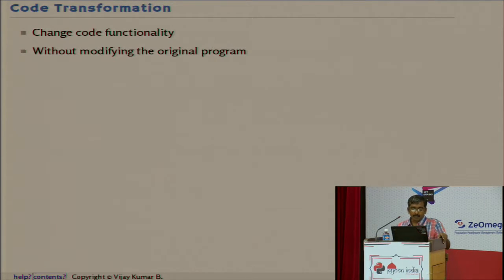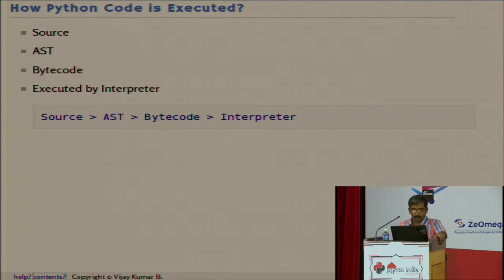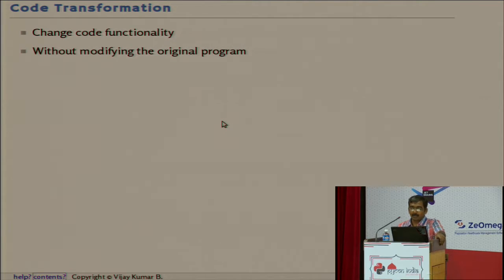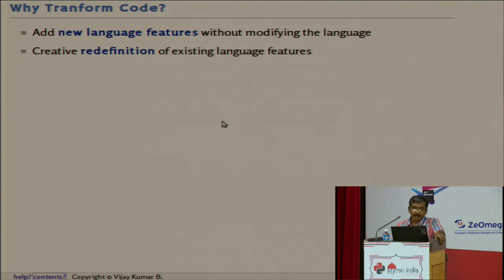Now, you can change the functionality of the code without modifying the original source code. You use the original source code, and this is what gets executed over here. But before it gets executed, you can modify what actually gets executed. That's what we call code transformation. So let's see why we would do such code transformation.